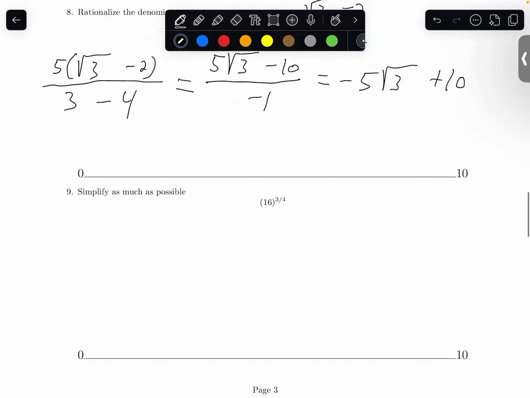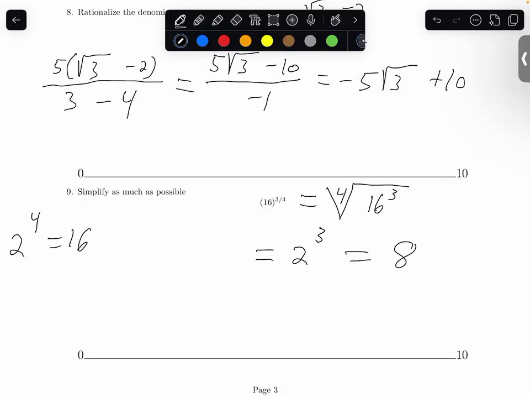Number 9 wants to simplify this expression as much as possible. 16 to the 3/4. This is the same thing as the 4th root of 16 cubed. Now we can see from this, 2 to the 4th power makes 16. So we could simplify this to just being 2 cubed. And that just gives us a value of 8 for this particular expression in order for us to simplify it.